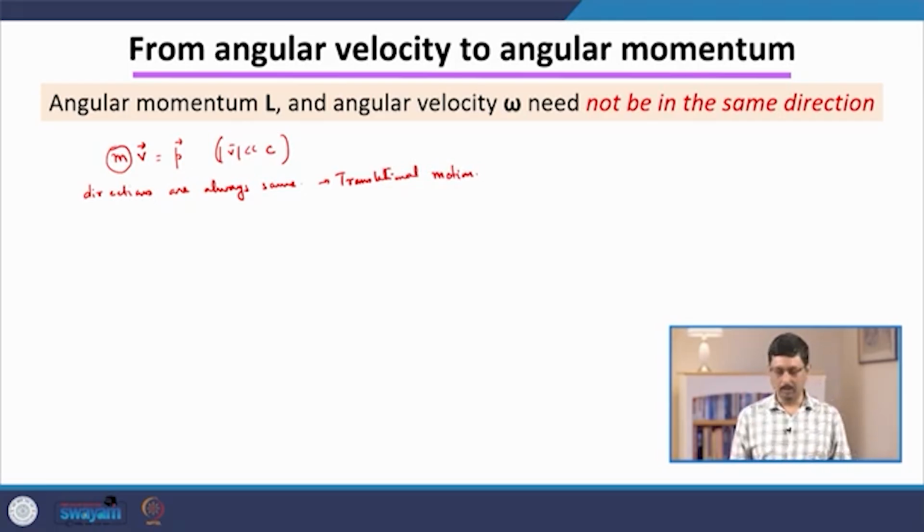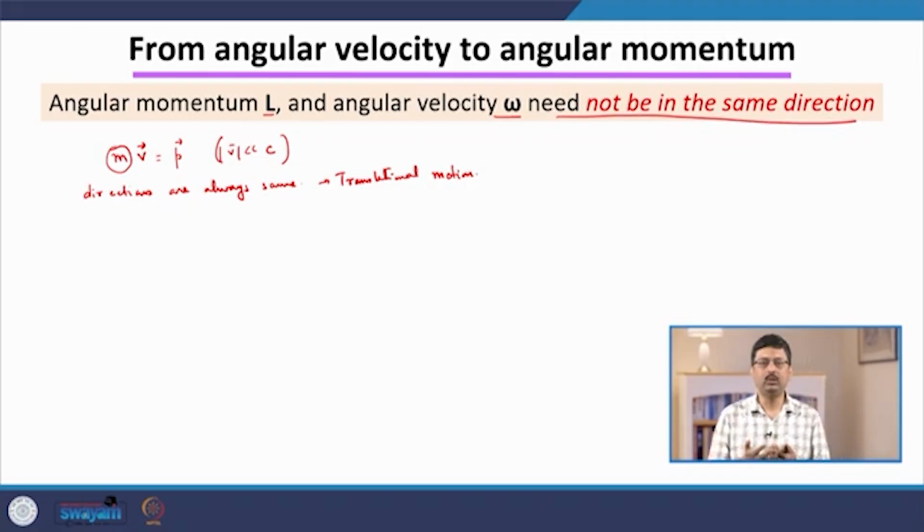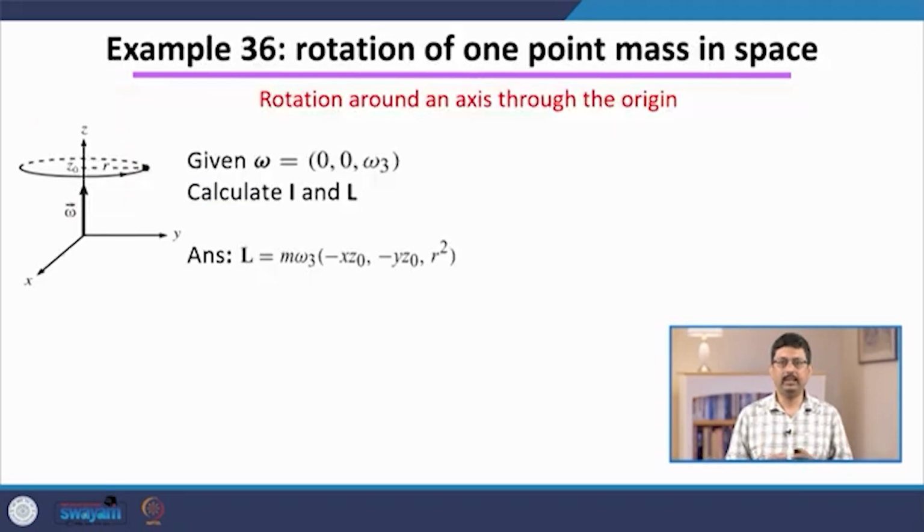Today, we are going to look at the analogous formula for rotational motion. What is the relation between the angular velocity omega and angular momentum L? And here is the strange fact that we want to highlight at the beginning: the angular momentum L and angular velocity omega need not be in the same direction. This is the first counterintuitive, very strange fact. Let us understand this by working out an example.